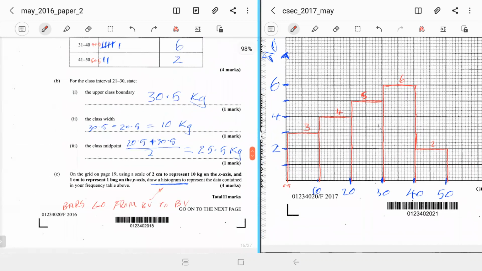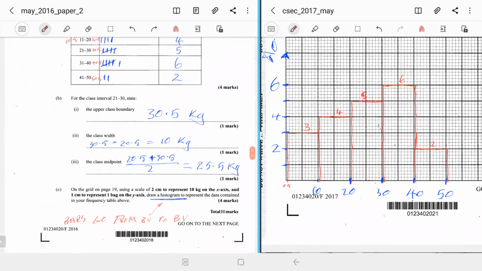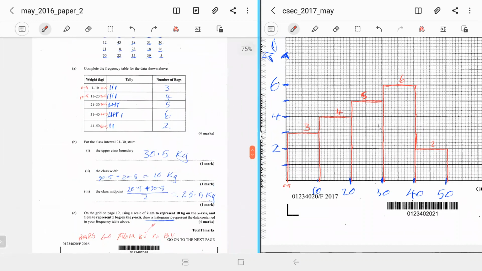So let me ask a question now. From this data, you have the histogram looking at over there, and I also have the data, the table and stuff. What is the modal class? What is the modal class interval? Sir, 31 to 40. Good. Say the kilograms as well. Don't say 31 to 40. 31 to 40 kilograms. Unit is kilograms. This is the modal class, the one with the highest frequency, corresponding to the tallest bar.